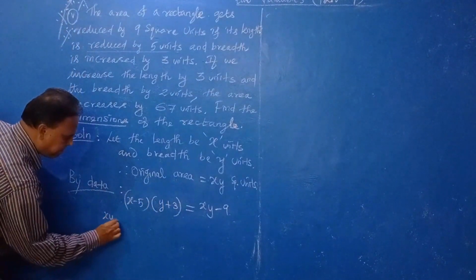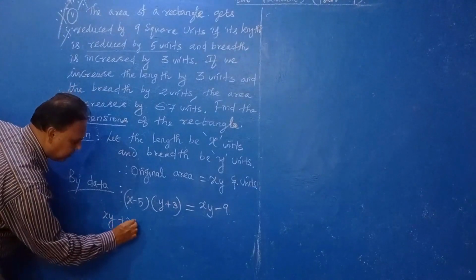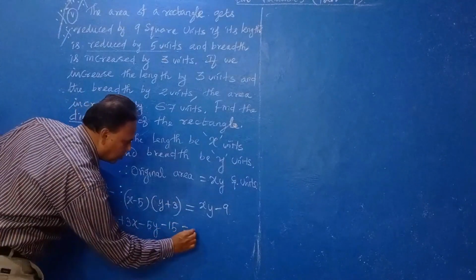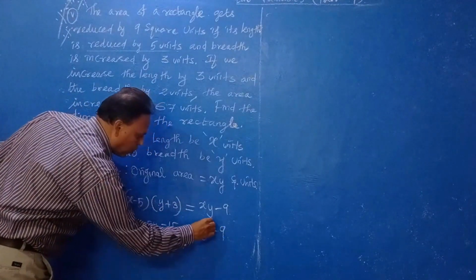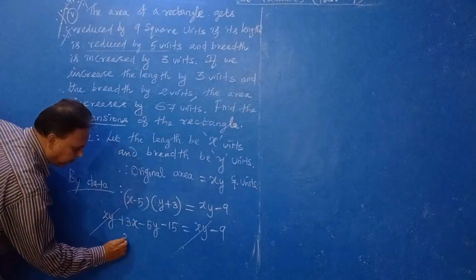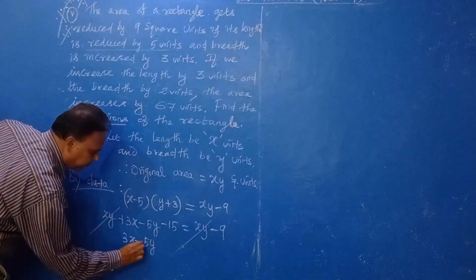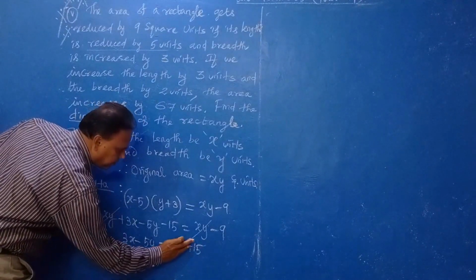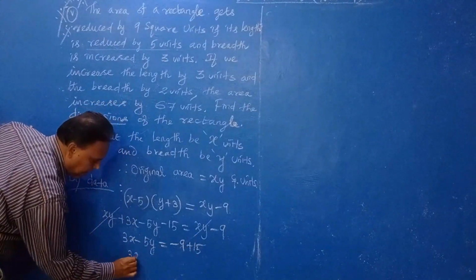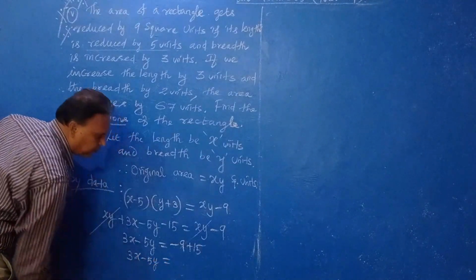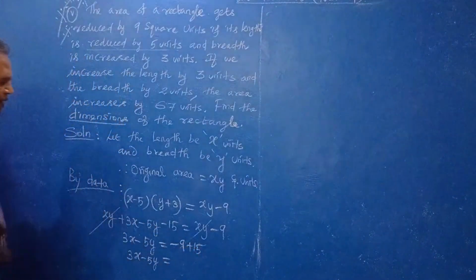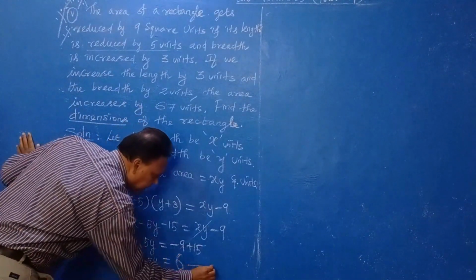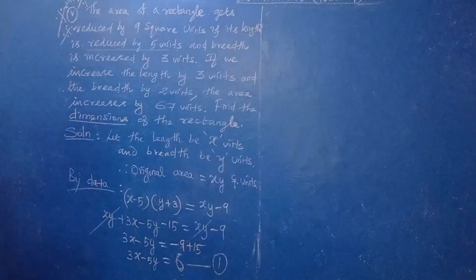xy plus 3x minus 5y minus 15 equal to xy minus 9. Both sides xy get cancelled. Therefore, 3x minus 5y is equal to minus 9 plus 15. How much? That is 6. Equation number 1 you will get.